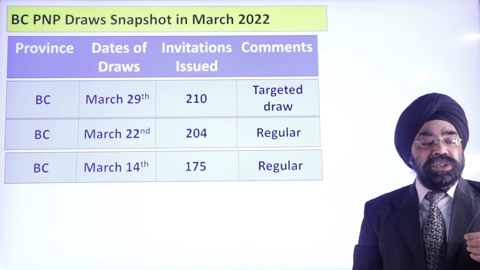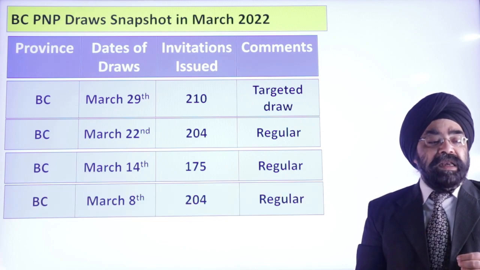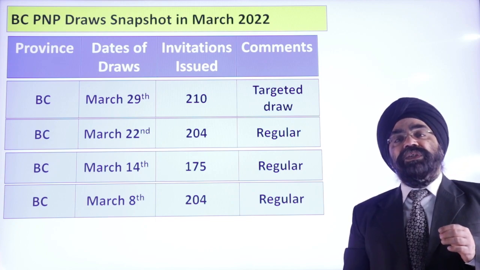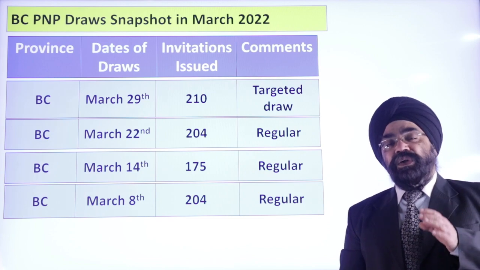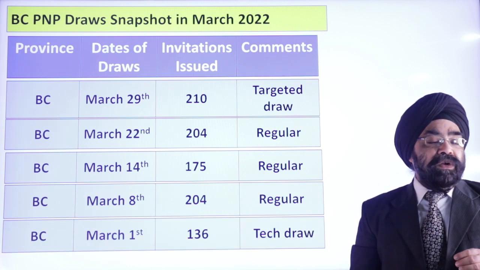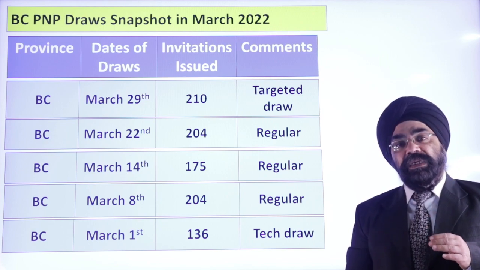And then March 8th, 204 people were called, again a regular draw. And lastly, March 1st, 136 people were called. It was a tech sector draw only. So these are the total draws which happened in the month of March for BCPNP.